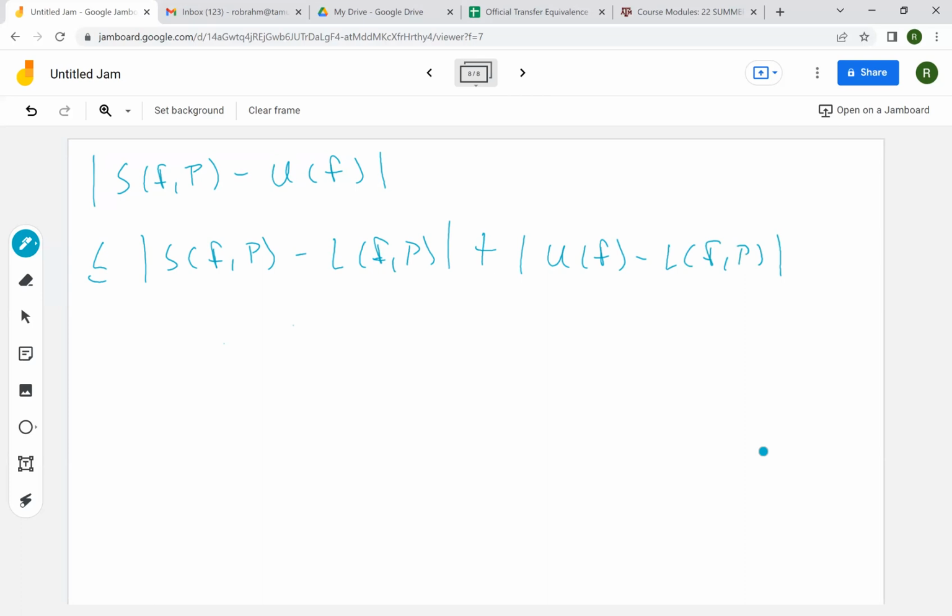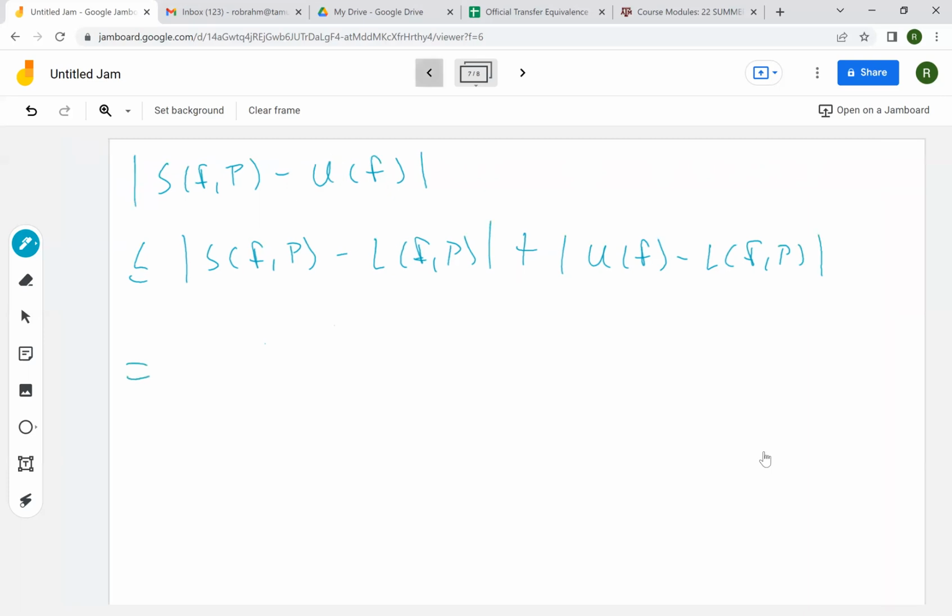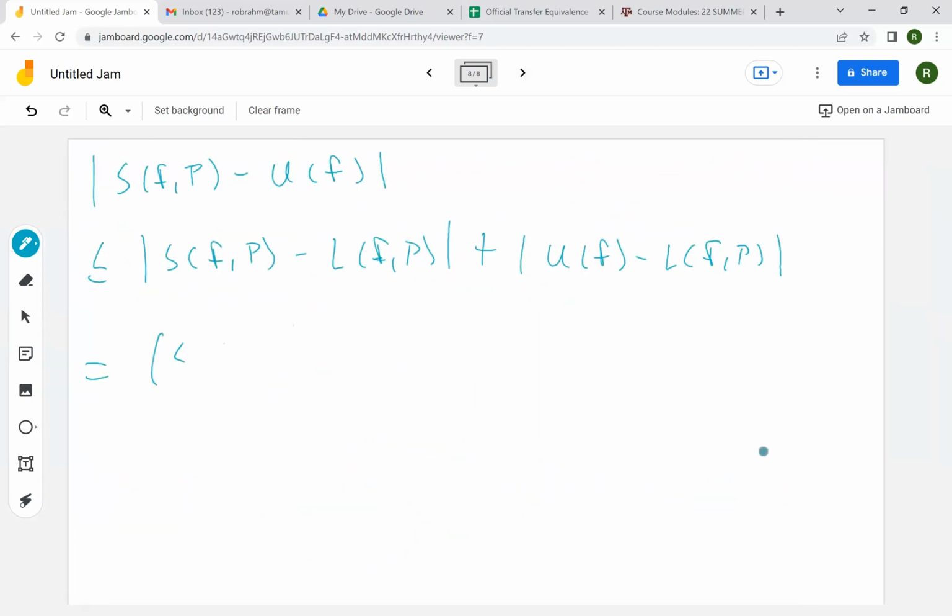Okay, now I need to do something here. I want to get rid of these absolute value signs. So notice that S(f,P), by this inequality, is always greater than or equal to L(f,P). So I can just write this as S(f,P) minus L(f,P). You'll see why we want to do that in a second. Over here, notice that U(f) is an upper bound for L(f,P). This is something that we showed in the previous video, that if I have a partition P and a partition Q, then L(f,Q) is less than or equal to U(f,P). And so this means that the upper Darboux integral is an upper bound for all of the L(f,P)'s. We proved this on Monday, that U(f) is an upper bound for the lower Darboux sums, and L(f) is a lower bound for the upper Darboux sums. In either case, U(f) is greater than or equal to L(f,P). So this is equal to U(f) minus L(f,P).